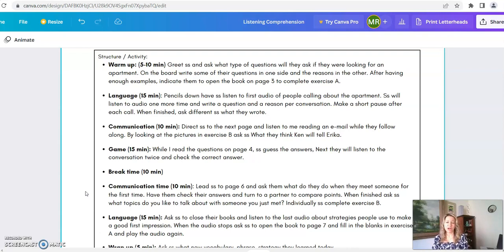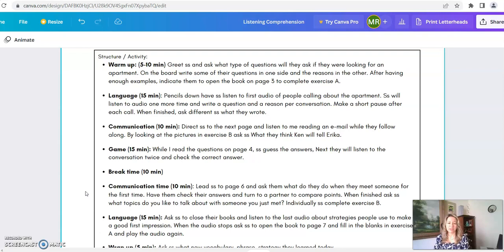Make a short pause after each call. When finished, ask students what they wrote. It is very important for me to give them a little more time. So that's why I am going to make some pauses between each conversation, so they have more time to write.